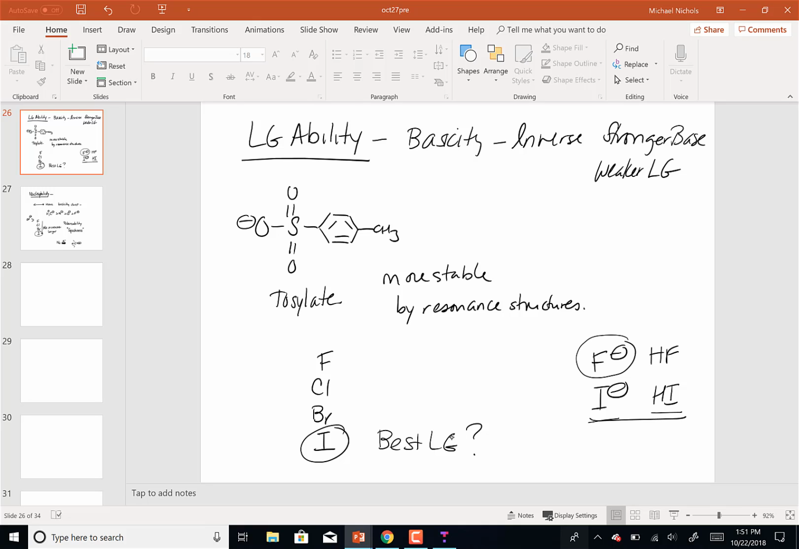But then you also saw that I minus was the best nucleophile. So what that means is, when you're doing halogen-only SN2 reactions, you want to stay away from iodine because iodine's the best nucleophile and it's the best leaving group. So what that's going to do is it's going to give you equilibrium products. Okay? So you notice that we've got a lot of inverse relationships here.